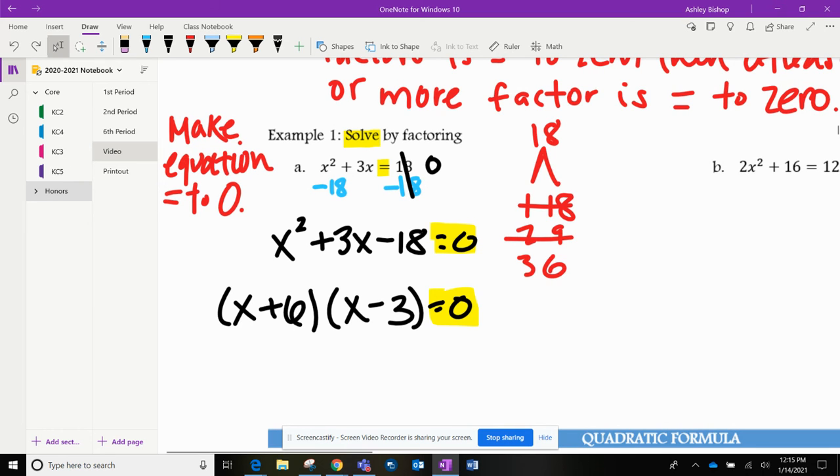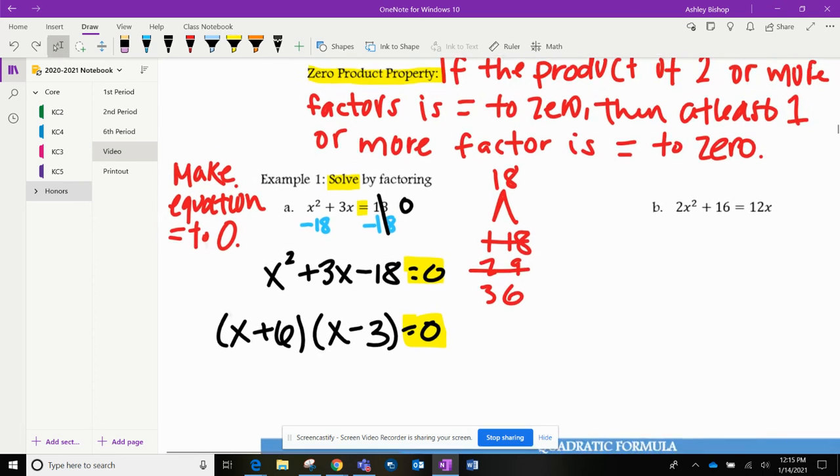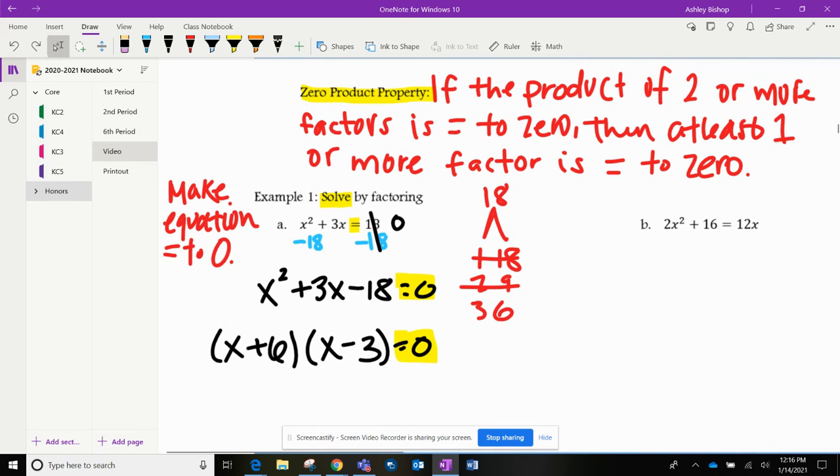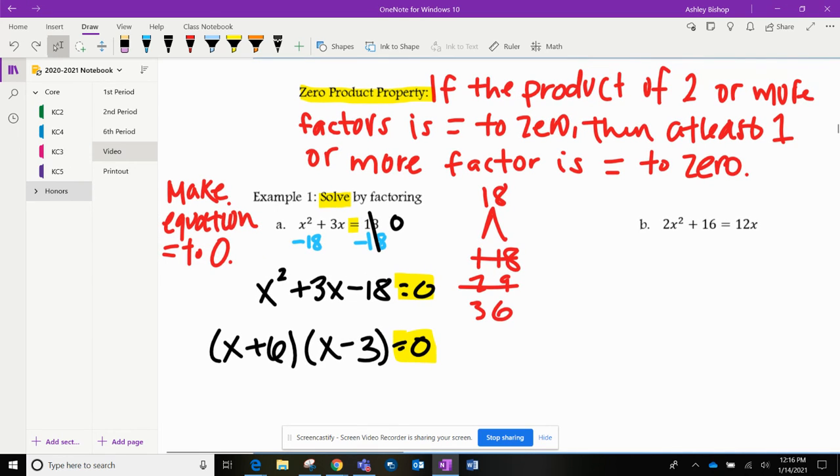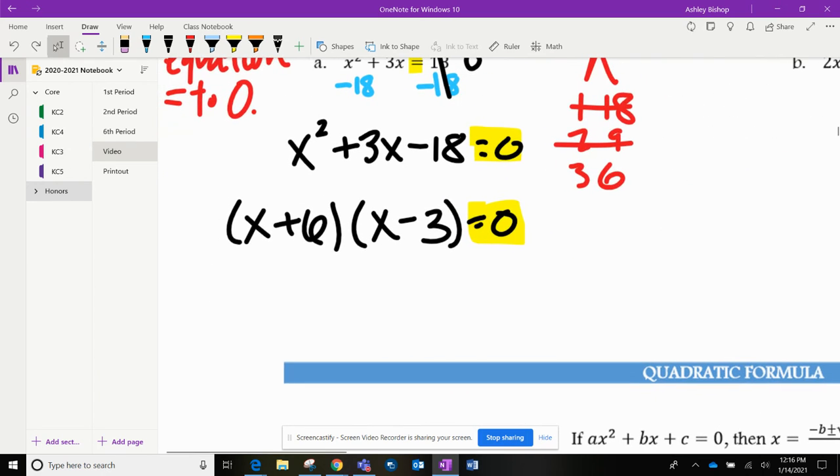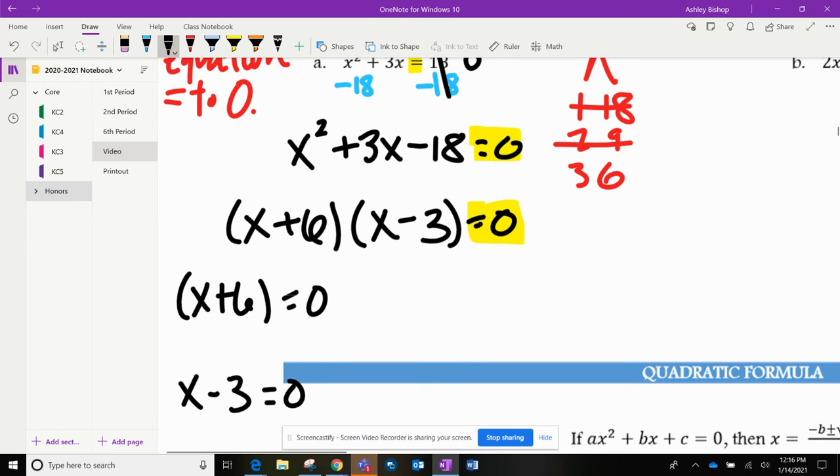All right, now this is where the zero product property comes into play. So if we read it again, it says if the product of two or more factors is equal to 0, well, these are factors. When I tell you to factor, I'm telling you to find the factors of this polynomial. This is one factor and this is another factor. They both are set equal to 0, so that's good. Then at least one or more factor is set equal to 0. So that means I can split these two up here. I can take this x plus 6 and set it equal to 0, and I can take this x minus 3 and set it equal to 0.